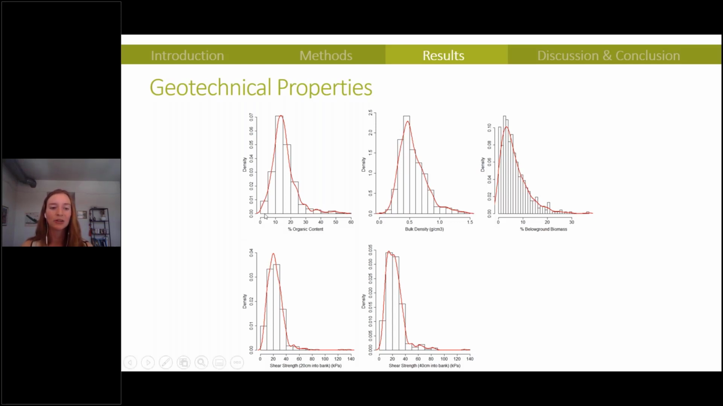The organic content ranged from around 5% to 50%. Below ground biomass ranged from close to 0 to 30%. And so this is just showing how heterogeneous the marsh is and how there really is no characteristic geotechnical property identified in the marsh, at least not at such a big scale as a whole marsh system.